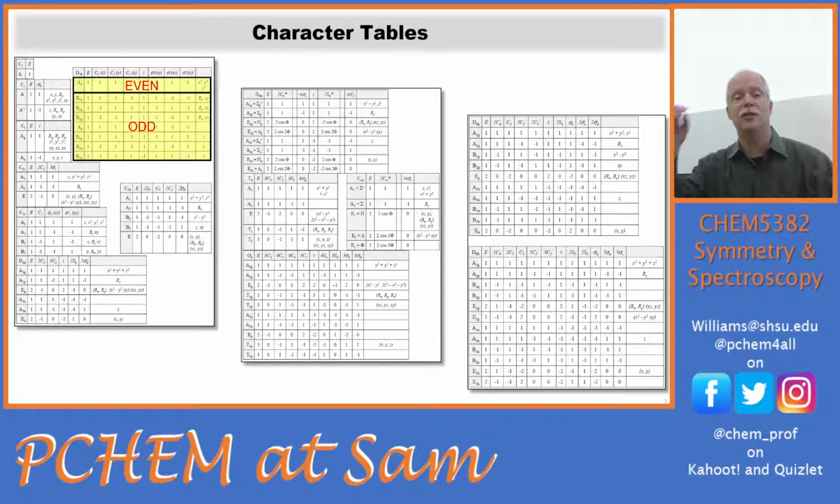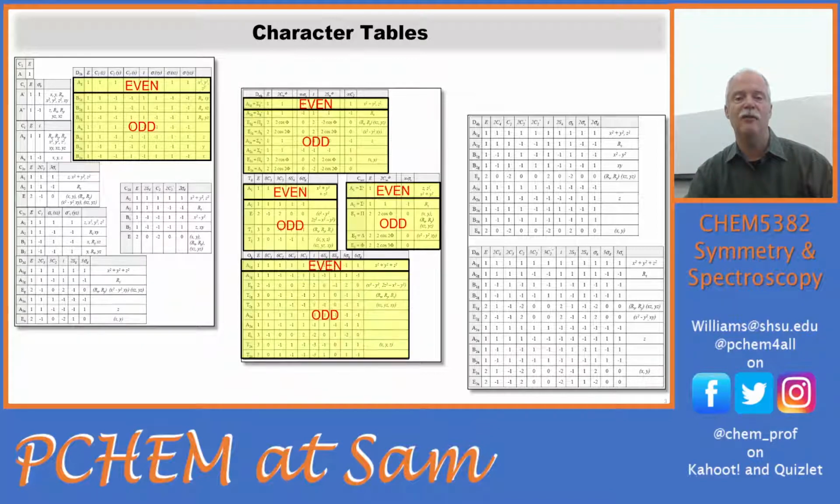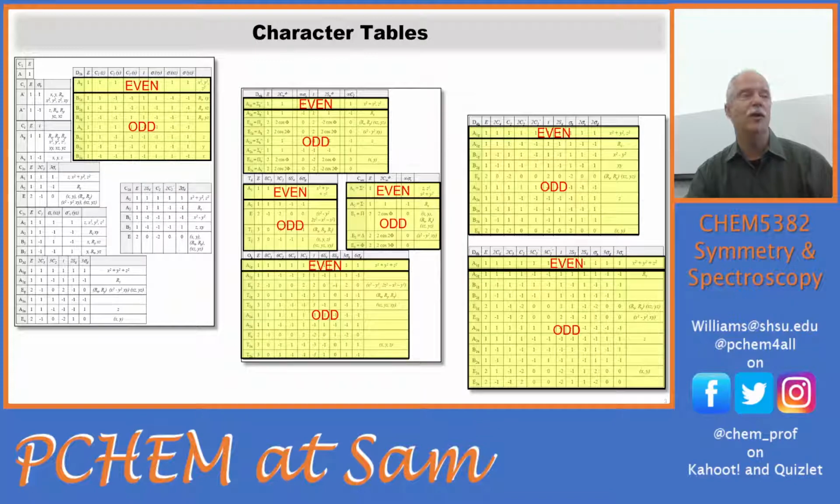So look at your character tables and look at the top rows of all of the character tables. Sometimes it's A prime. See up there the Cs? It's A prime. In Ci, it's Ag. In C2v, it's A1, right? So I can't say it's a particular A1 or Ag. I have to use a more general term. I have to say top row. So in all of these, the top row is even, and all of the other rows are odd.